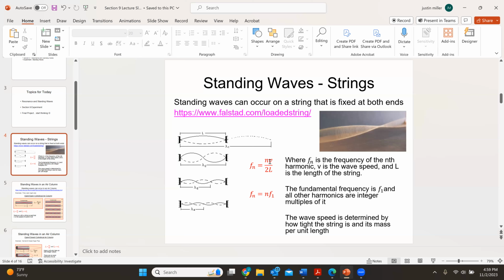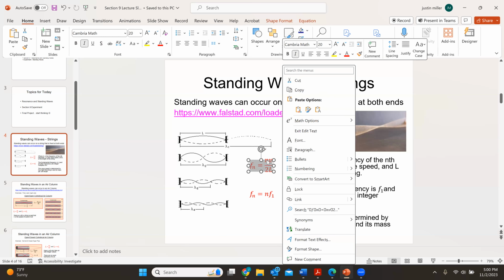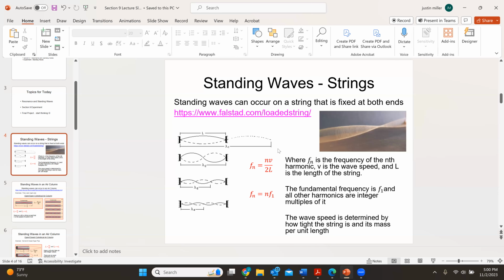So we set up a particular string with a certain tension and a certain length, and right away there are certain frequencies that correspond to the first harmonic, the second harmonic, the third harmonic, the fourth harmonic, and so on, given by this expression right here. If we know what harmonic number we're looking at, there's n. If we know the wave speed, that's our v. If we know the length of the string, that's our L. And that's pretty much that. So the fundamental frequency, once again, is the first harmonic, which would be f sub 1.